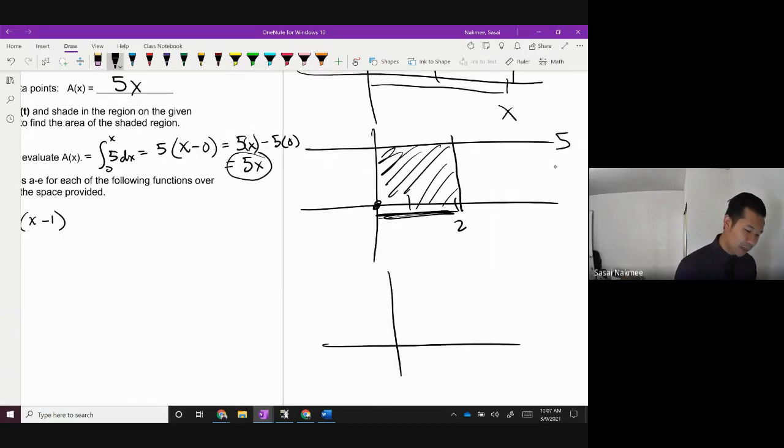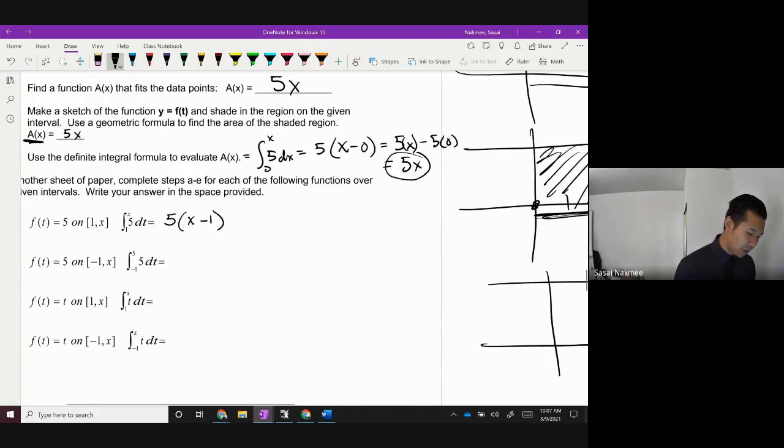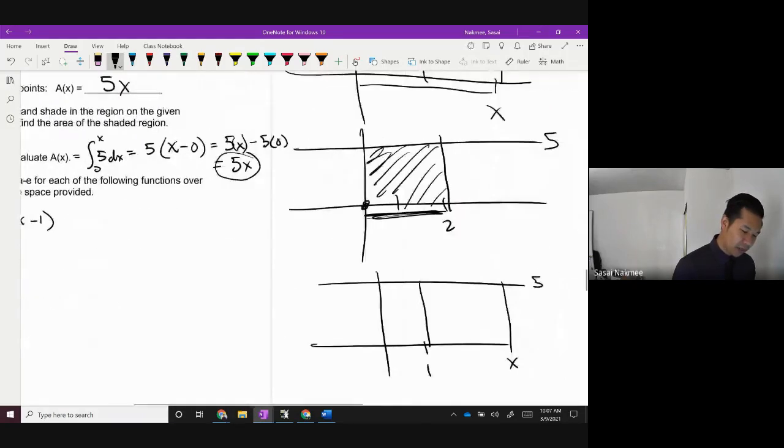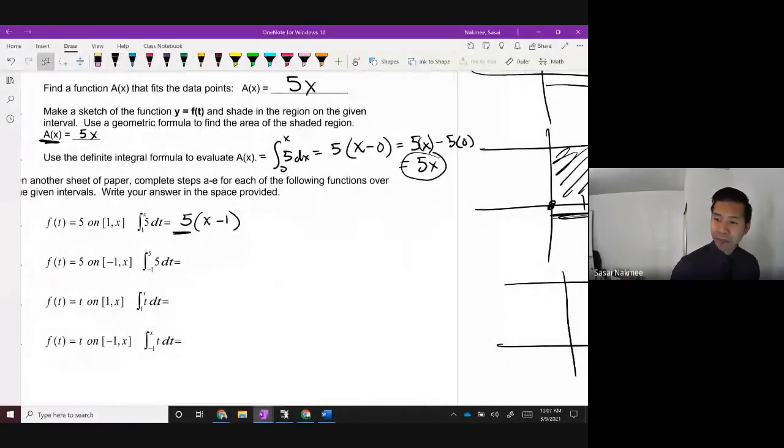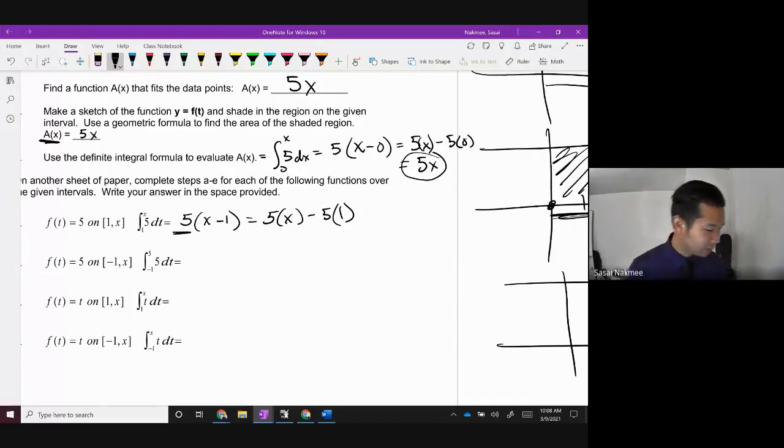So if I had the same function right here, which is 5, like this, 1 is right here, right? To get the area, I need to go to where x is. The height of my rectangle is still 5. That's where this 5 comes into play. The base of my rectangle is the difference between where x is from where you started, x minus 1, right there, okay? Which, of course, is just going to come out to equal 5 times x minus 5 times 1, right? Or in other words, just 5x minus 5.